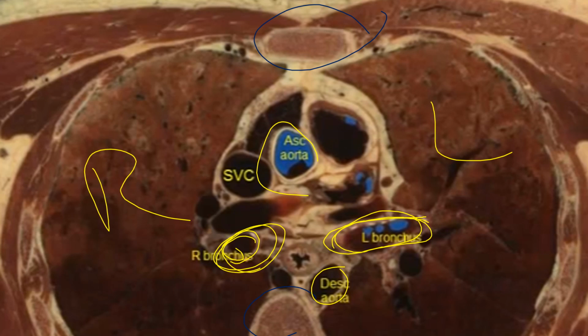So you have your superior vena cava up here, and then you're going to start to see your pulmonary artery here.